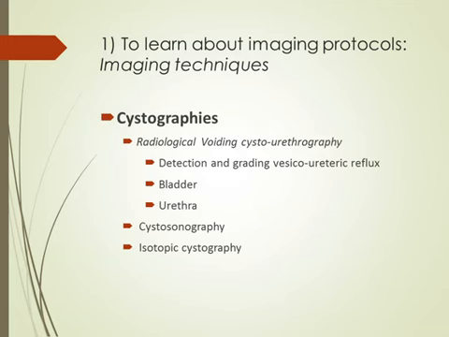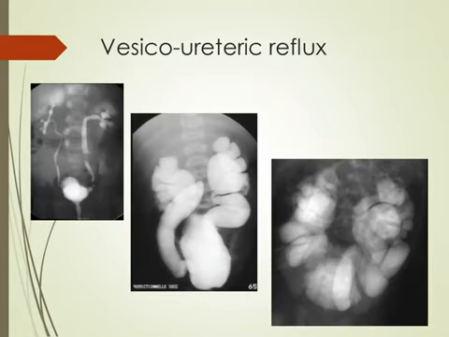The second leading technique in pediatric imaging is cystography. There are various types of cystographies. There is the most common, classical radiological voiding cystourethrography. It's the best method to detect reflux, to visualize the bladder and the urethra, but you can also use cystosonography and isotopic cystography.